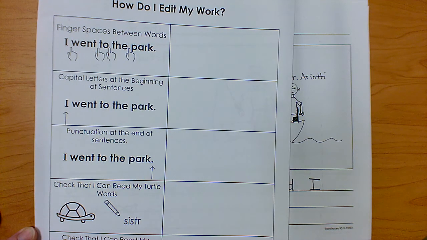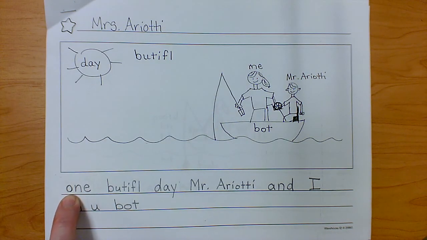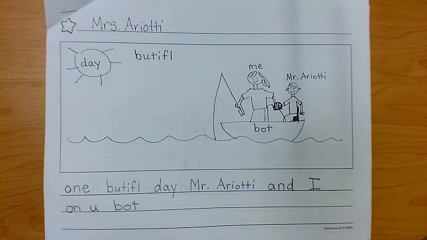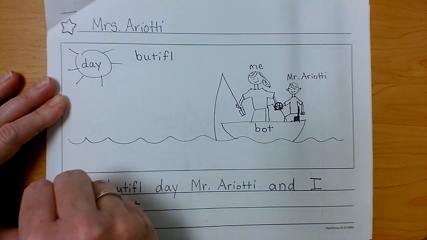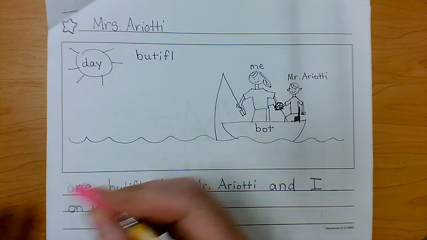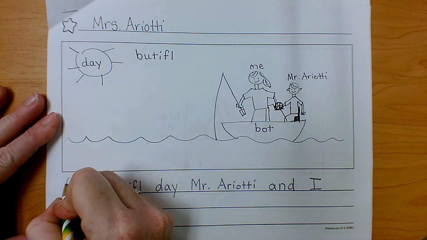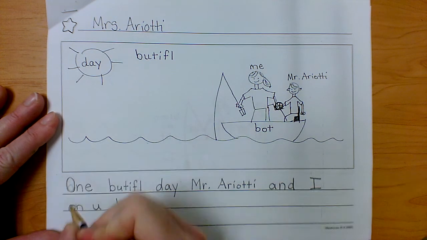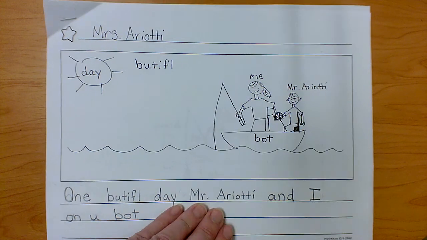Okay, so at the beginning of a sentence, that letter has to be uppercase. Let's look and check. Oh no, what did I forget to do? I forgot to make it an uppercase letter. That O should be an uppercase O. The uppercase O and the lowercase o, they look the same, but one of them is small and one of them is tall. So, now I have an uppercase letter at the beginning of my sentence.